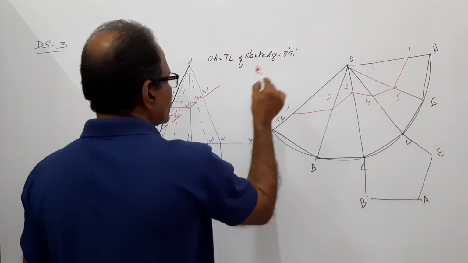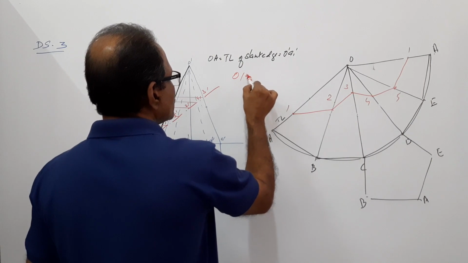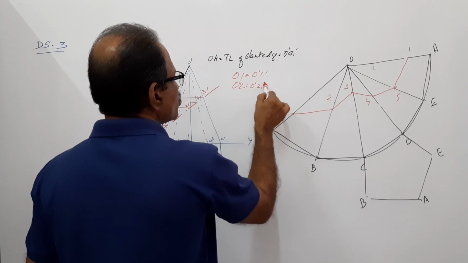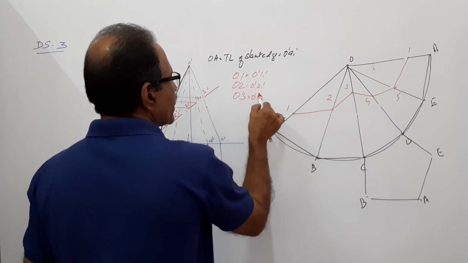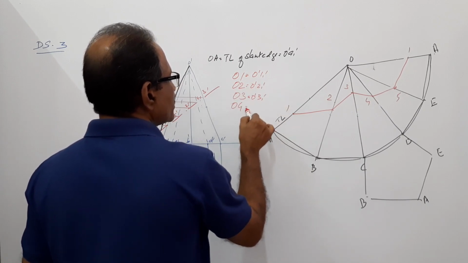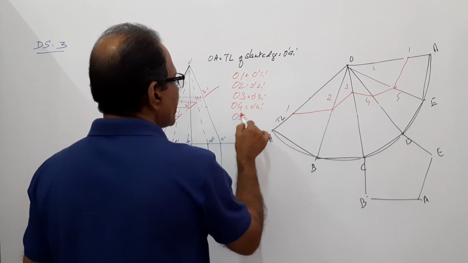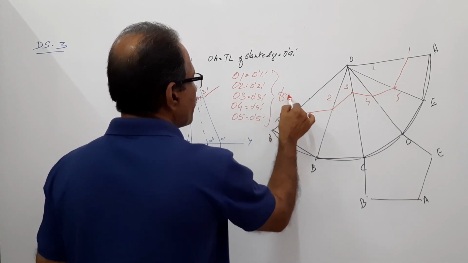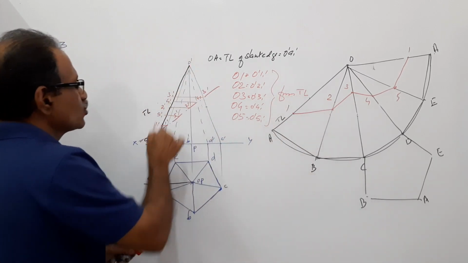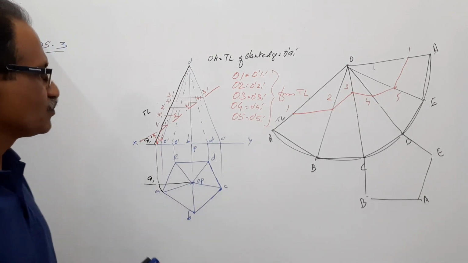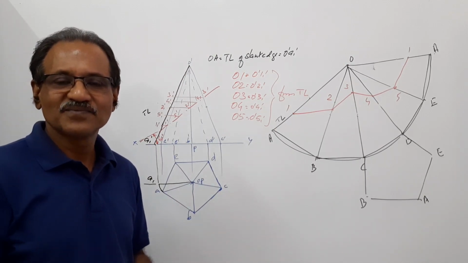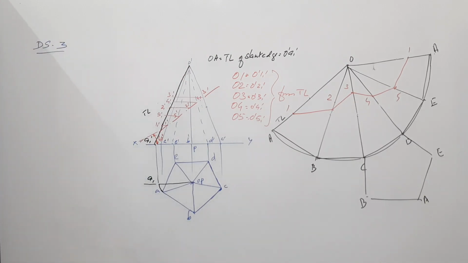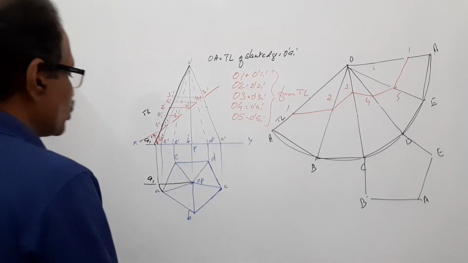Agreed? What do you write? O1 equals O dash 1 dash, O2 equals O dash 2 dash, O3 equals O dash 3 dash, O4 equals O dash 4 dash, O5 equals O dash 5 dash from true length. Which is true length? This is true length. Agreed? This question is important. This has come in university exams in most of the universities.